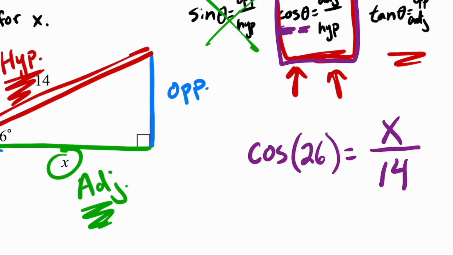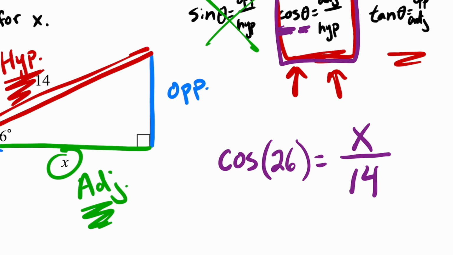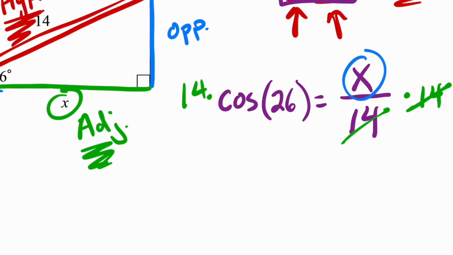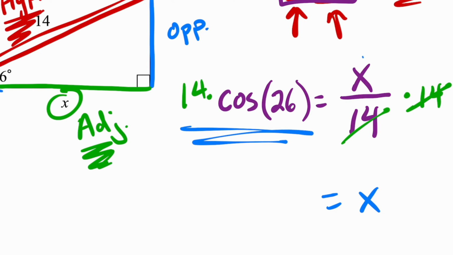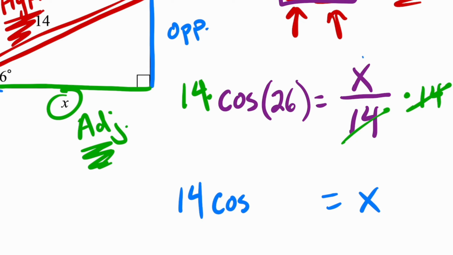Now in this case, we want x by itself, and we see that x is divided by a number. So this is pretty simple to solve because the opposite of dividing is multiplying. So to get our x by itself, we're just going to multiply both sides by that 14. And the fraction will cancel out with the 14 that we just multiplied by. So now we've isolated our x. That's the whole point of solving, right? We want to get x by itself. And on the other side, we have 14 times cosine 26. So I'm going to just write all that out: 14 times cosine of 26.